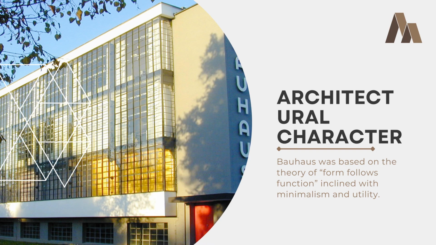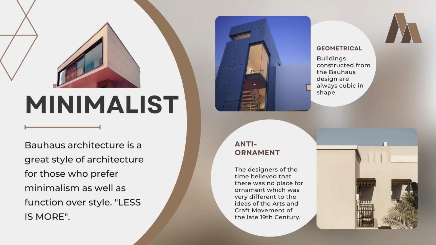Architectural character. The primary characteristics of Bauhaus architecture are based on the theory of form follows function. Minimalist. Bauhaus architecture is a great style of architecture for those who prefer minimalism as well as function over style. This style of architecture also holds true to the old saying that less is more.